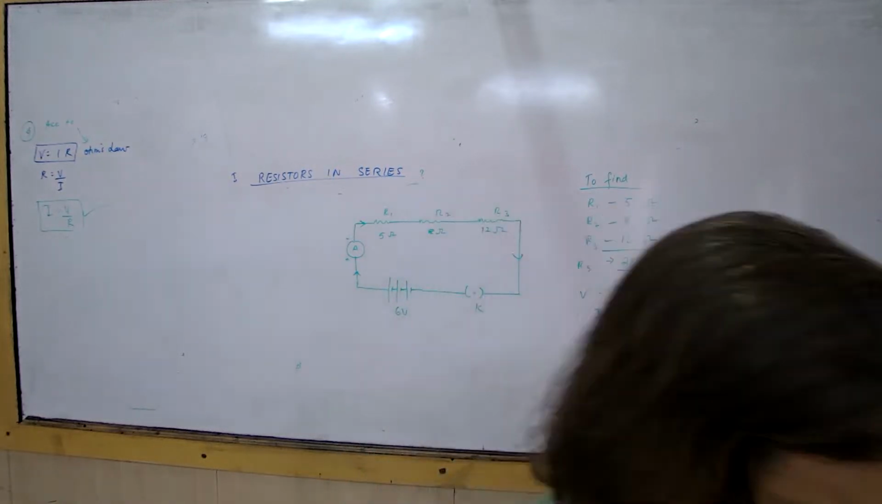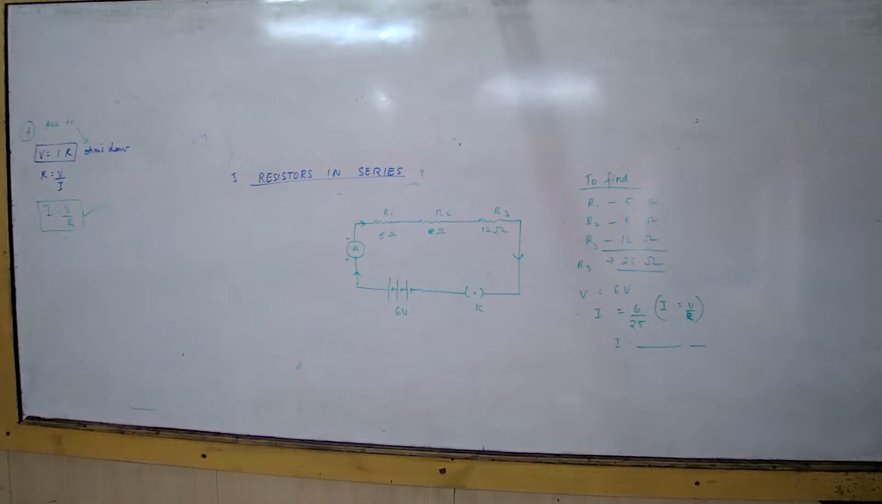How much is that? Same thing like what we did last time, no? 6 divided by 25 is 0.24. Correct. So what will be the unit here for I? Ampere. So your answer is 0.24 ampere.